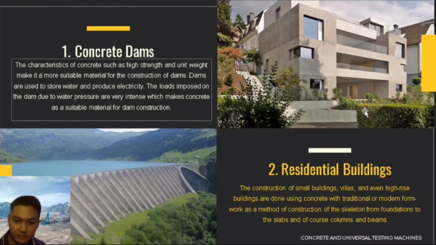Bakit tayo gumagamit ng concrete sa mga residential buildings? Siyempre gagamit tayo ng steel. Ano ilalagay natin, anong isusupport natin dun sa steel? Siyempre kailangan natin ng concrete sa mga residential buildings.